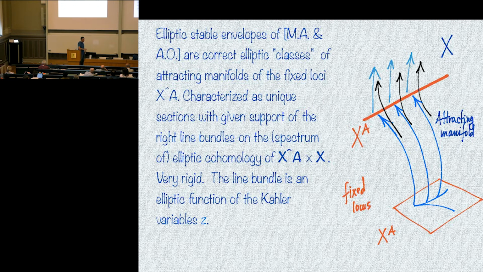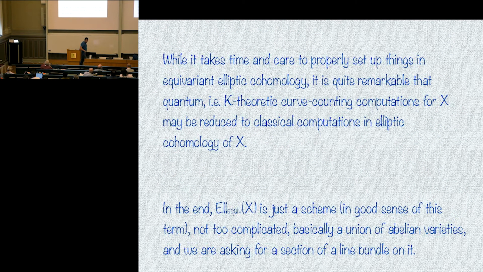It depends on the covariant variables, like any covariant homology class is supposed to, and then it also depends on z by virtue of being a section of a line bundle that depends on z. I'm not going to go through the definition of how you set things up in elliptic homology, but I find it amazing that you can reduce quantum curve counting problems to completely classical computations, essentially very classical questions.